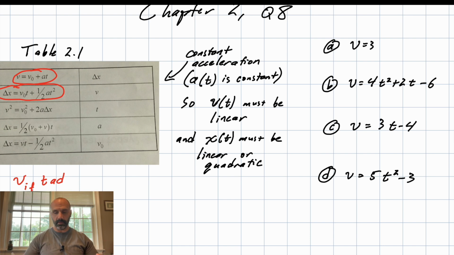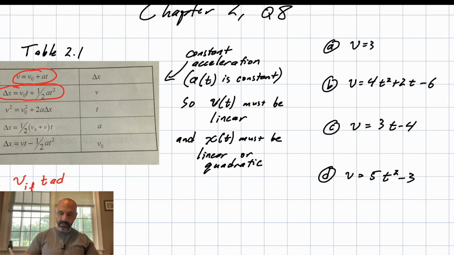B would not work, this one here, because there's a t squared in it. If it has a t squared, think about what this function would look like. It would be a parabola. That would mean you have a changing slope, and that would mean a changing acceleration.